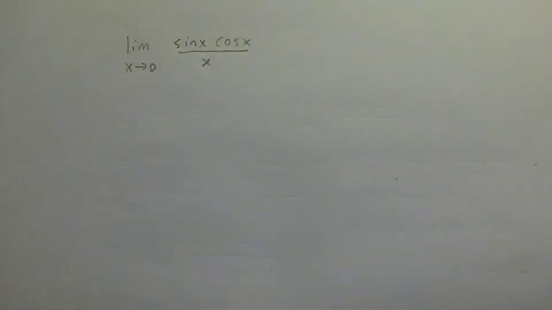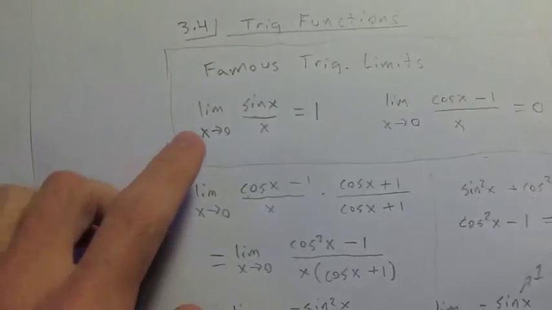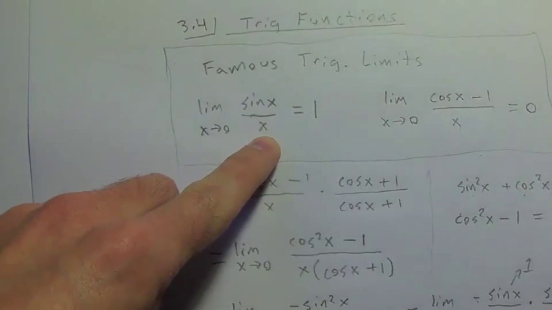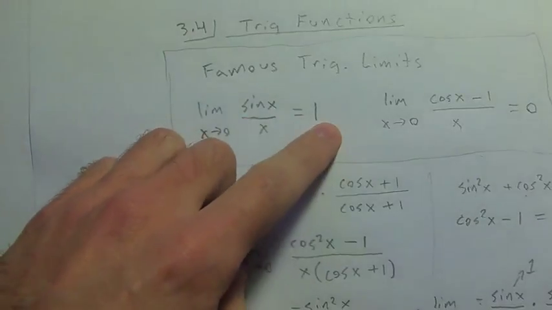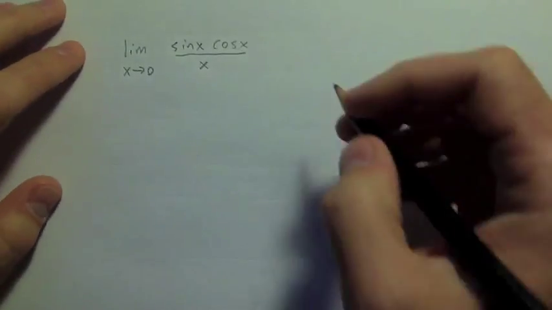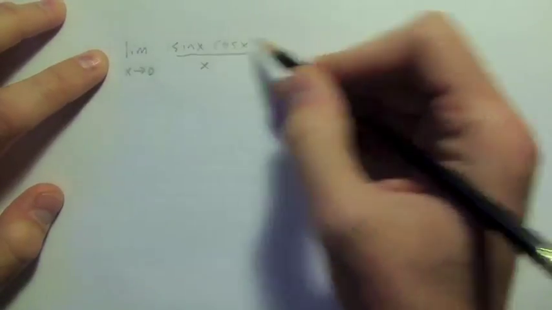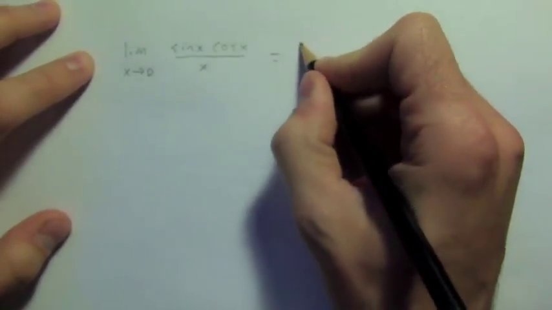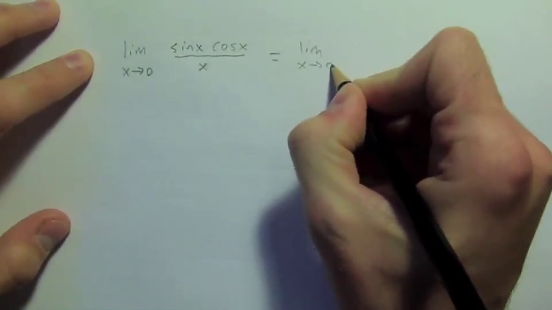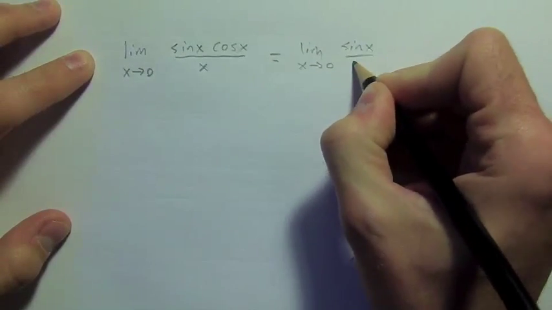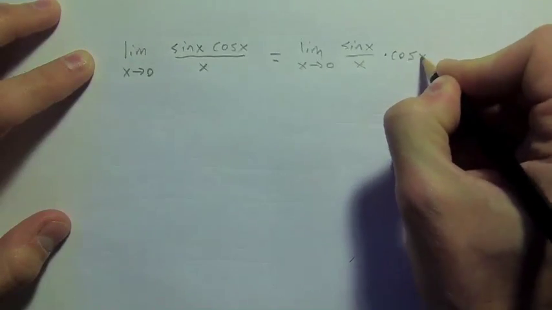To do this one, we do it much like the one we just did, where we break things up. That's what a lot of these end up being, is we break things up. We do that because we want to get the sine x over x isolated, right? If we can get sine x over x all by itself isolated, then that means we know that piece is equal to 1. So in this case, if I break that cosine off of the fraction, I'll get the limit as x goes to 0 of sine x over x times cosine x.